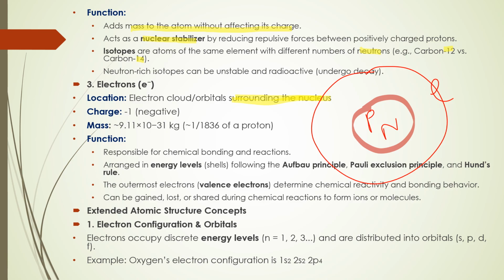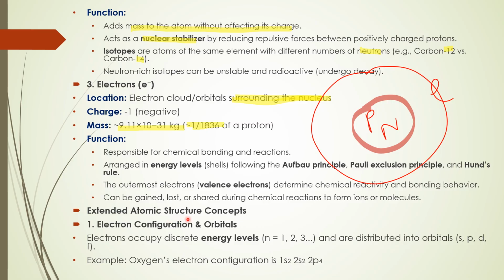The electron mass is 9.11 times 10 to the power minus 31, which is very small. Compared to the proton and neutron, it is 1 divided by 1836 times smaller. Its function is chemical bonding and reactions. Electrons are arranged in energy levels, shells, following the Aufbau rule, the Pauli exclusion principle, and Hund's rule. We will discuss them in the next slides.